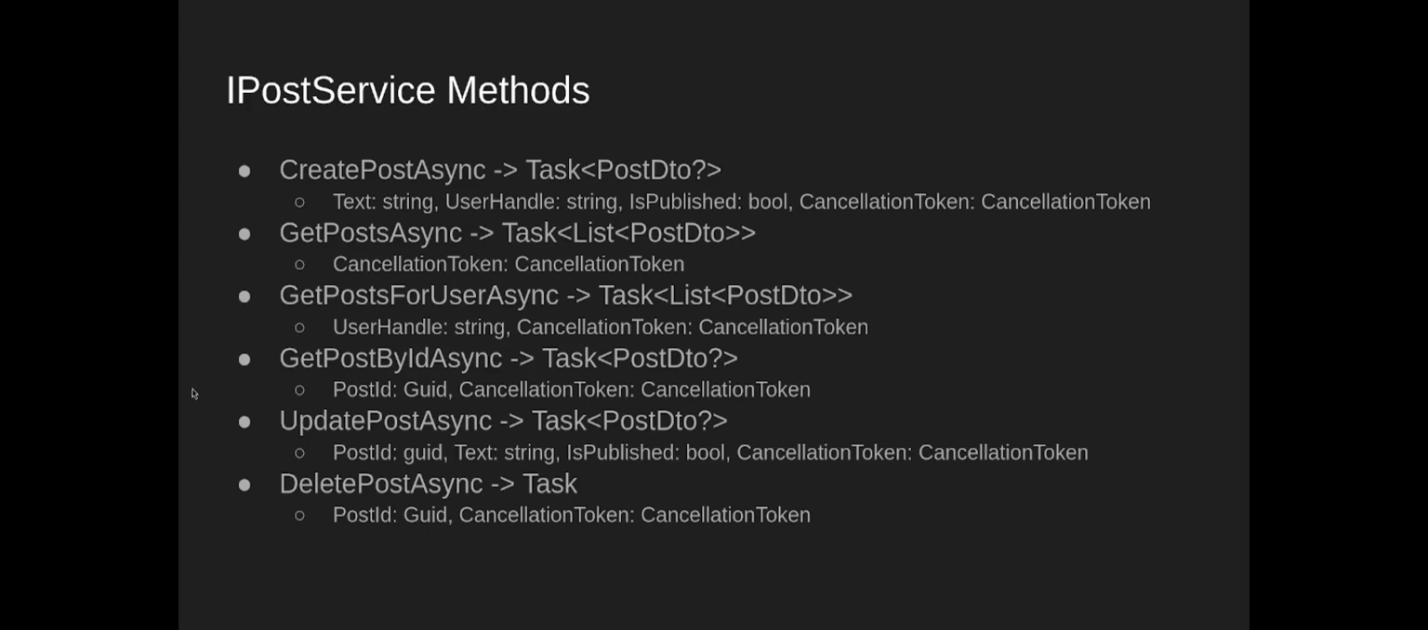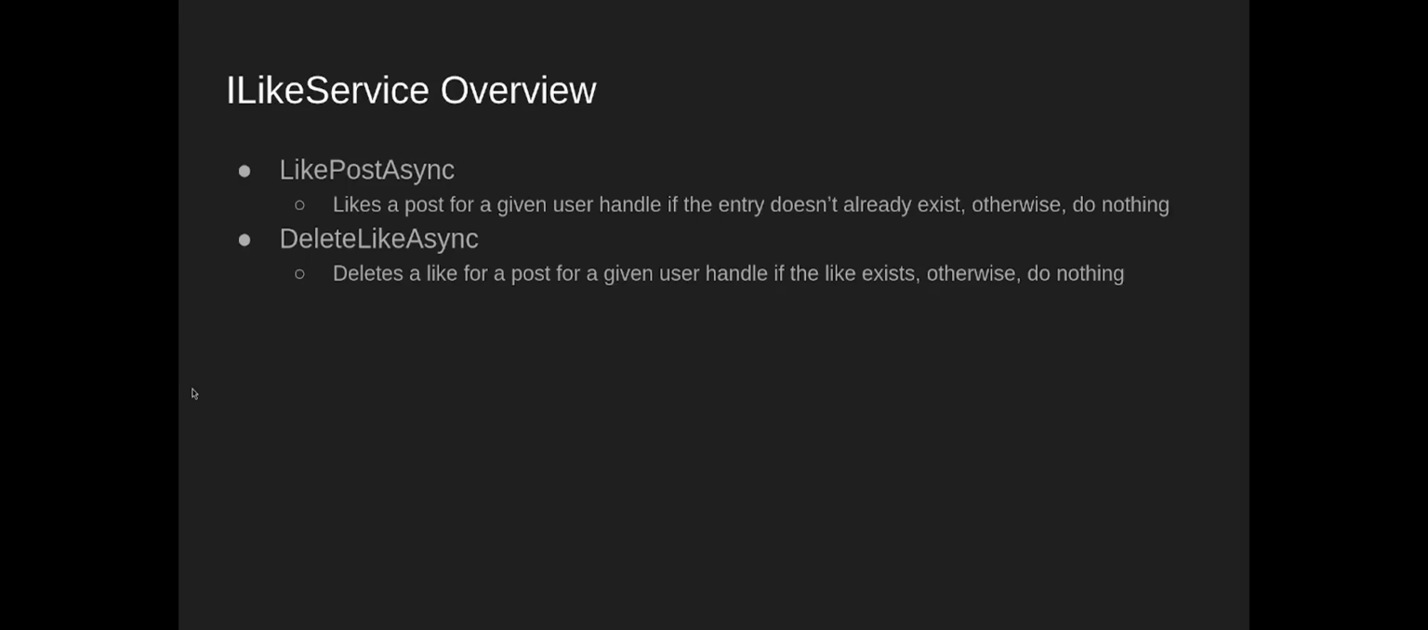All right, so let's look at our other service. So we have our ILikeService, and this service is responsible for allowing a user to like and unlike a post. So we'll have LikePostAsync, which will allow a user to like a post if the entry doesn't already exist, otherwise do nothing, right? So if they try to like the same post multiple times, we're not going to store it multiple times, we're not going to toggle it, we're just going to do nothing and pretend like it was successful.